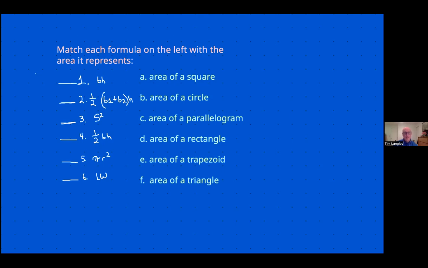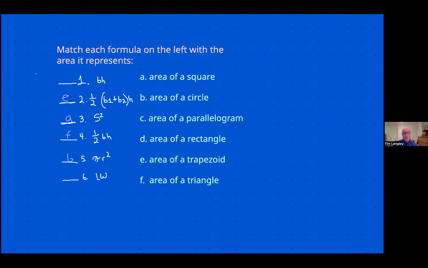If I see the letter E here, I'm going to fill that in here. Side squared, number three here. Side squared is that's a square. That's going to be A here. 1/2 the base times the height. I just remember that so many times. That's your area of your triangle. Where's your triangle? That's F at the bottom here. And pi r squared, that sounds like that circle thing, right? That's going to be B here. And length times width is a rectangle. That's a classic rectangle, and that's letter D here.